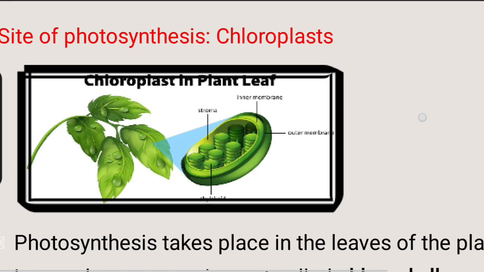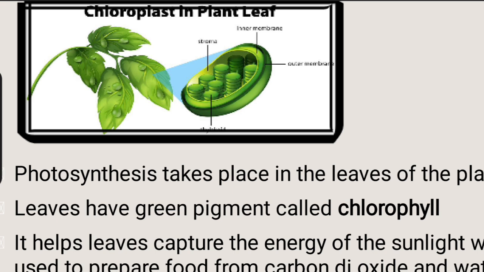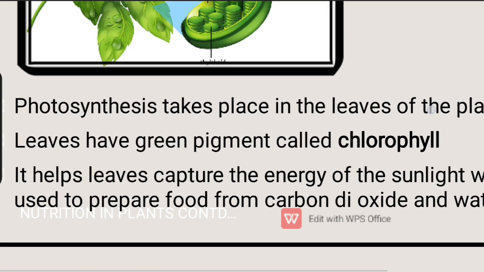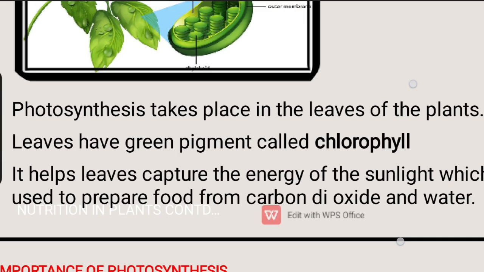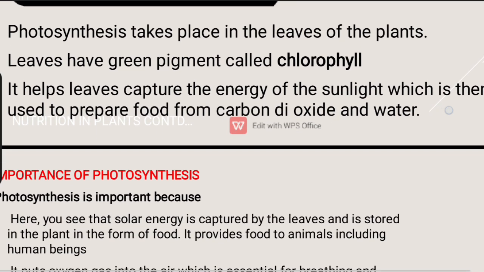Sites of photosynthesis, where photosynthesis takes place. It takes place in the chloroplast, and the chloroplast is in the leaf, where the green pigment chlorophyll is found. The green pigment is known as chlorophyll. It helps leaves to capture the energy of sunlight, which is used to prepare food from carbon dioxide and water.